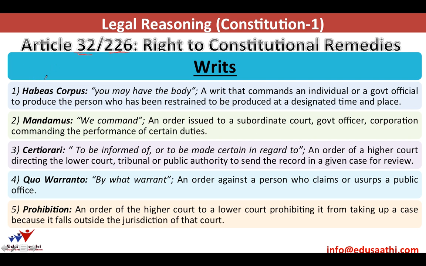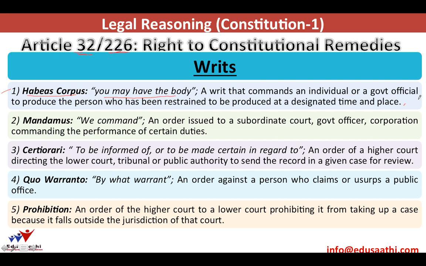Let's discuss. First is habeas corpus. The first writ, habeas corpus, literally means you may have the body. It is a writ that commands an individual or a government official to produce the person who has been restrained, at a designated time and place.